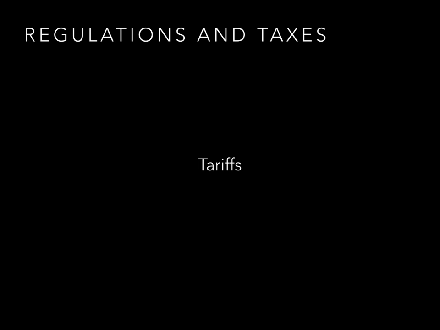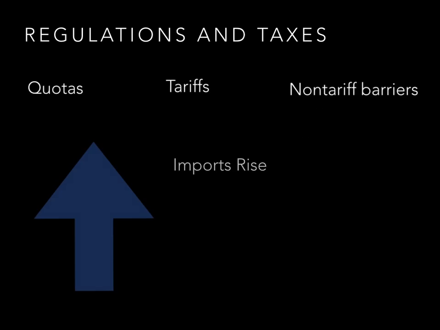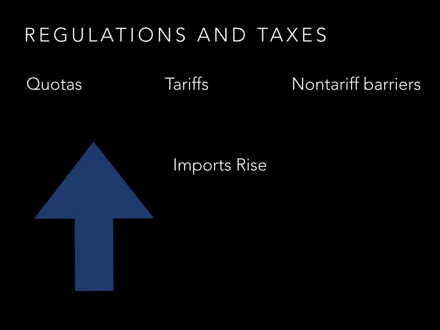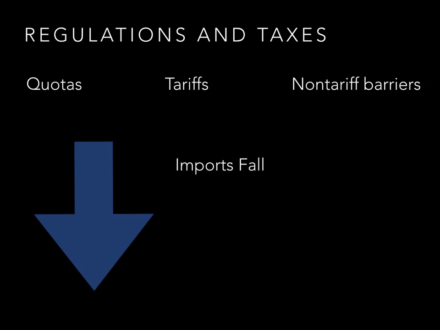Tariffs, quotas, non-tariff barriers, and all of these are going to be regulations and taxes that deal primarily with the goods coming in and out of a country. And so as these are typically lower, imports are going to rise, and as these are higher, imports are typically going to fall. Now, what are each of these?